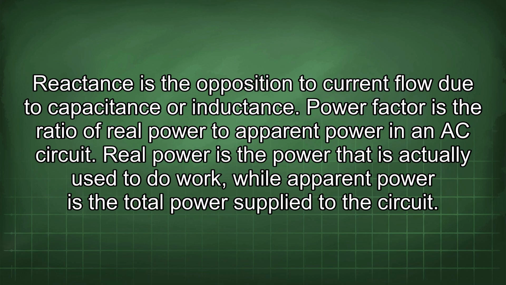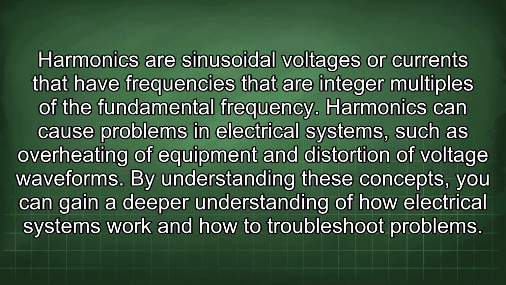Power factor is the ratio of real power to apparent power in an AC circuit. Real power is the power that is actually used to do work, while apparent power is the total power supplied to the circuit. Harmonics are sinusoidal voltages or currents that have frequencies that are integer multiples of the fundamental frequency. Harmonics can cause problems in electrical systems, such as overheating of equipment and distortion of voltage waveforms. By understanding these concepts, you can gain a deeper understanding of how electrical systems work and how to troubleshoot problems.